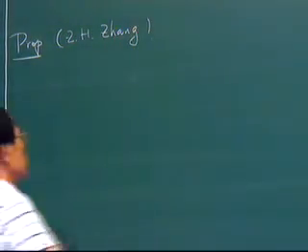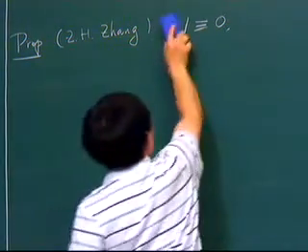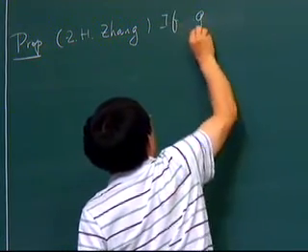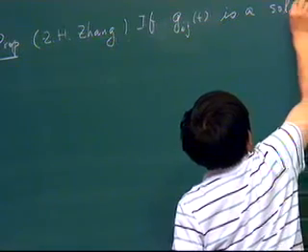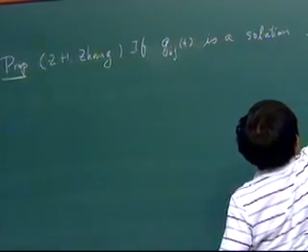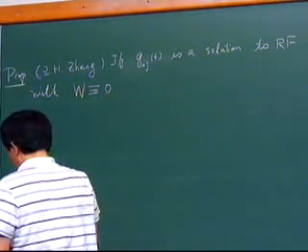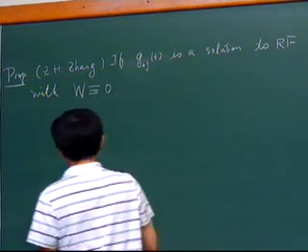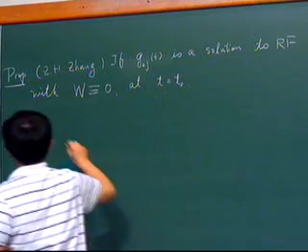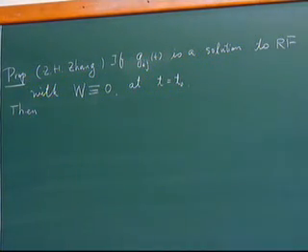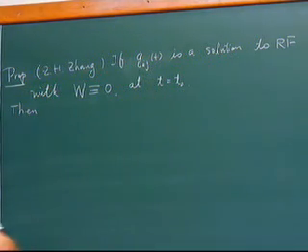Since if the Weyl tensor is 0, I start with the, if g_ij(t) is a solution to Ricci flow with Weyl tensor equals to 0 at t equals to t0. Then, so when you have, this is the solution of Ricci flow.